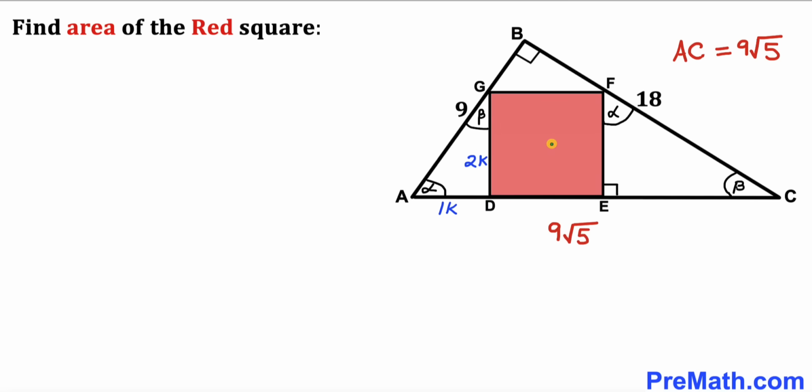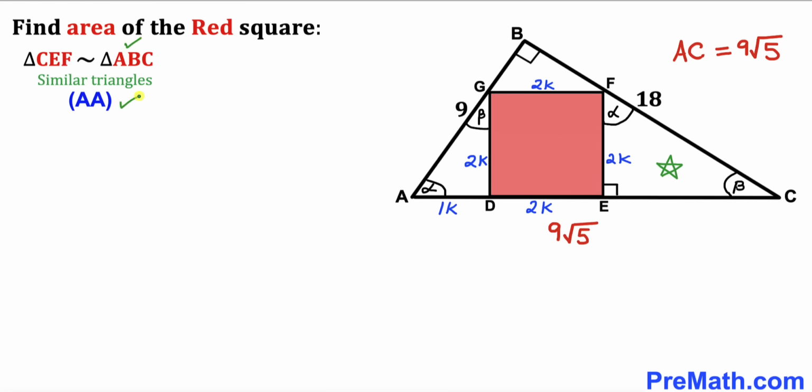And now let's make an observation. We can see that we are dealing with this red shaded square DEFG. That means all side lengths are going to be equal. If this side length is 2 times K, this is going to be 2K, 2K, and likewise this one is 2K as well. And likewise we can see that this other right triangle CEF is similar to this bigger right triangle ABC according to the angle similarity theorem.